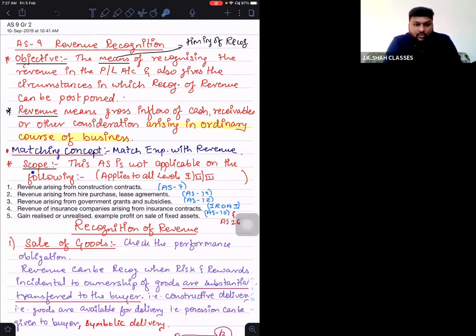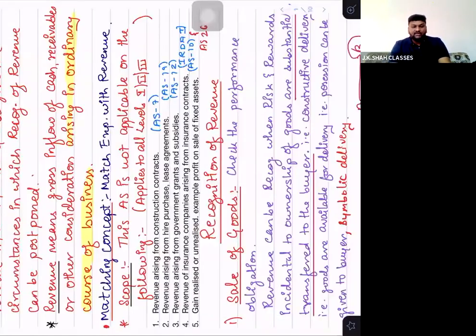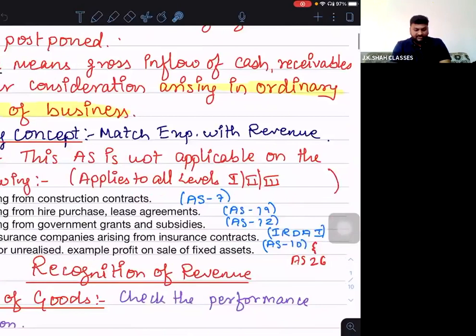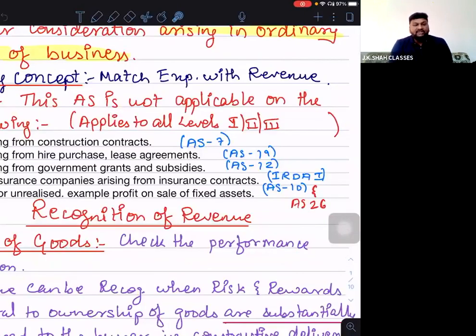Now we'll discuss the scope, and this scope can be asked in the exam for a 5-mark question. Which are the areas not covered by AS9, or discuss the scope of AS9. So this scope point will be coming in the exam for 5 marks. I've just zoomed that in. So what it says, this AS is not applicable on the following, means there are 5 points on your screen where this AS is not applicable, but further it says it applies to all levels.